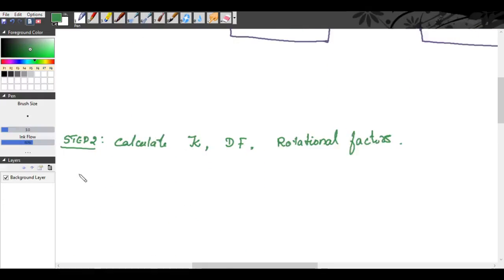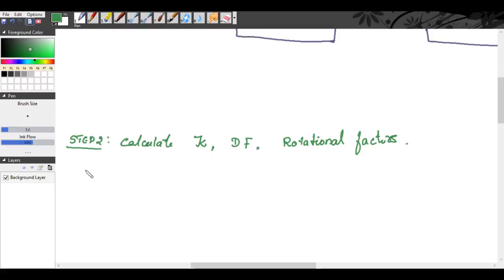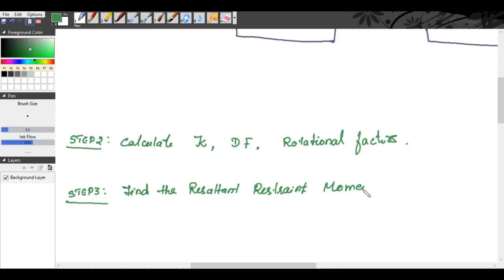Now we will move on to step 3. Find the resultant restrained moment at each joint and enter these values of resultant restrained moment within the inner square of the circle.